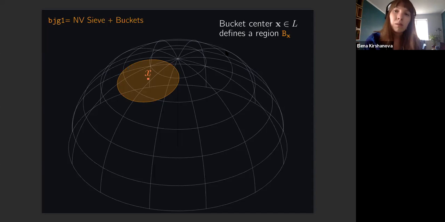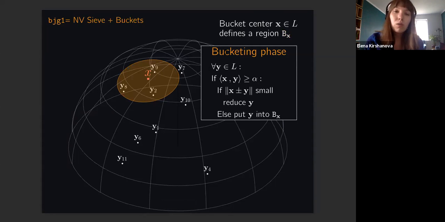So what happens here is we take a random vector from the list and define a region. By defining a region, I mean we associate all the other vectors from the list with this chosen vector X by computing the inner product. And again, when I say computing the inner product, I mean first compute the rough inner product with SimHashes and then compute the exact one. This leads us to the bucketing phase, the first phase of the BGJ sieve: we define a bucket and we run through the list and associate with the center X all the Y's that have large enough inner product alpha. And alpha is again a parameter that we could choose.